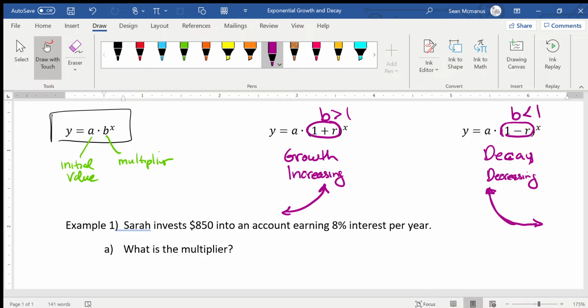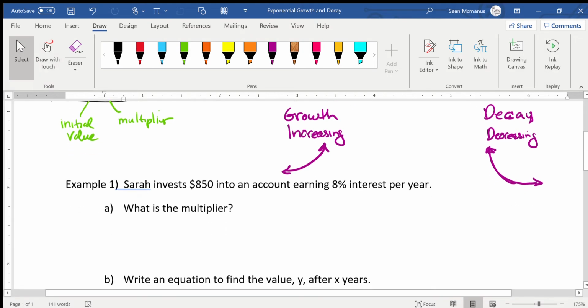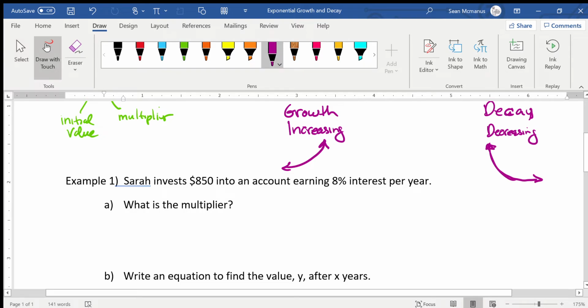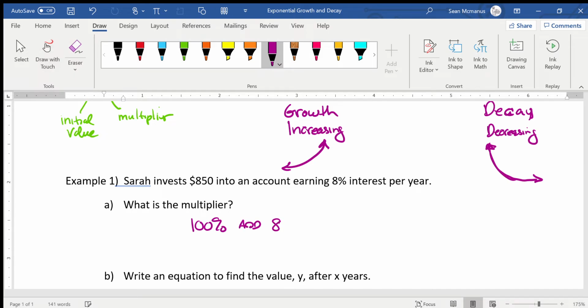So what is the multiplier? You can see here I'm adding. Interest is always going to be growth. So I'm starting with 100% of my money, and with interest, I'm adding 8%. So I'm going to end up with a total every year of 108% of my money. And remember, we don't want to put the percentage sign in our equation. So we're going to take the decimal and move it to the left twice. So my multiplier, the b, is going to be 1.08.